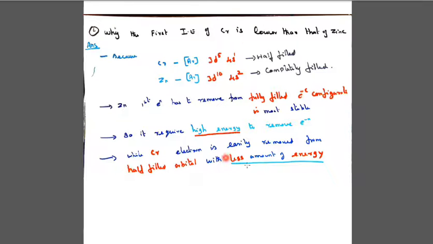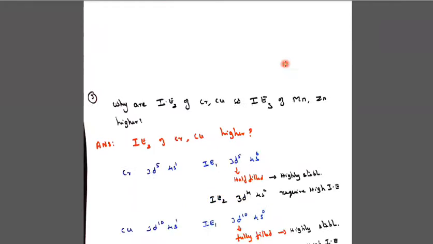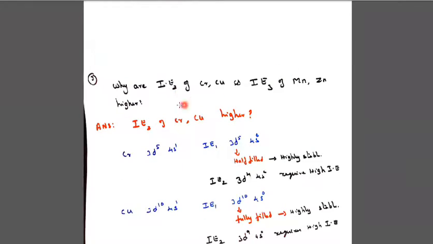Chromium is having only a half filled configuration, so it needs less energy. When we compare half filled and completely filled, completely filled requires higher ionization energy than half filled. Next, why are I2, the second ionization energy, of chromium and copper, and the third ionization energy of manganese and zinc higher?